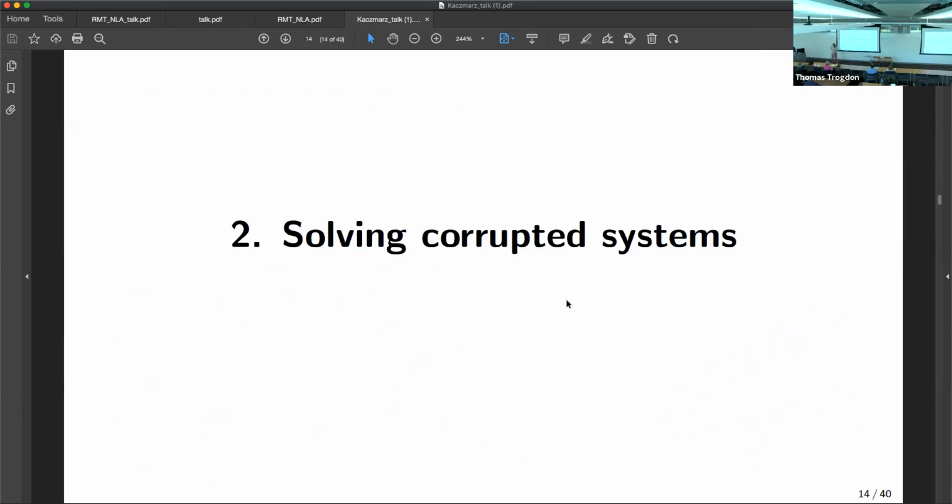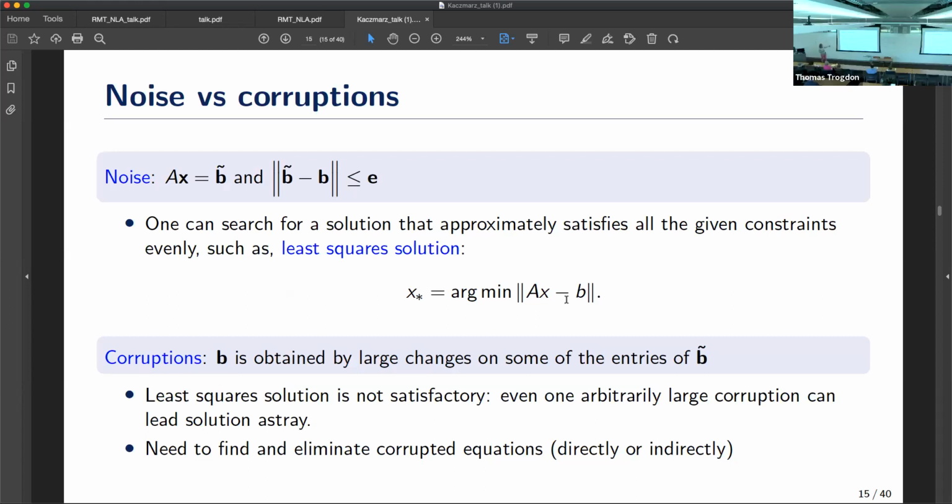Finally, okay, I don't have that much time. I'll talk about corruptions now. Happy to talk about that more. So, noise versus corruptions. Before, I just talked about overdetermined but consistent linear systems. It might be too much to ask.